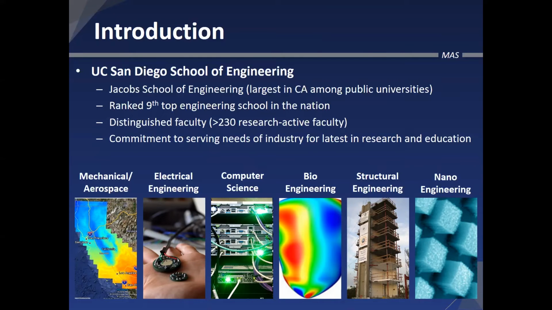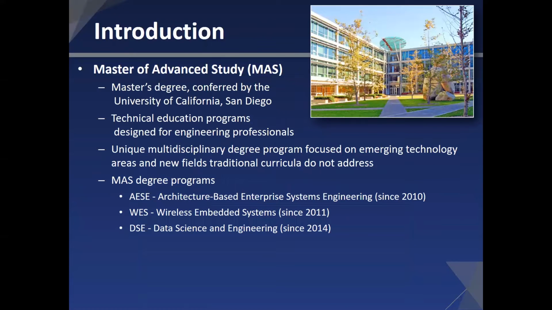One of the questions I often get is, I'm not familiar with the MAS degree, and how is it different from the MS degree? So a little background, a little history. The MAS programs were started by the UC system back in 2001 as a sister degree to the traditional MS degree. They are taught by the same research active faculty with the same academic rigor. So a couple things happened.